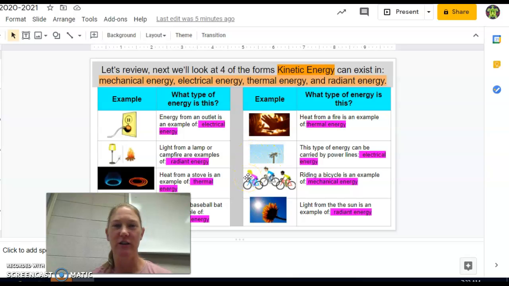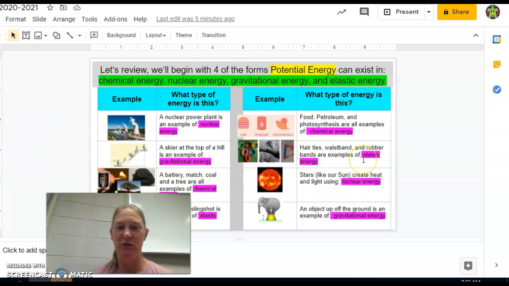Riding a bicycle is an example of mechanical energy. And light from the sun is an example of radiant energy. So all of these forms, mechanical, electrical, thermal, and radiant, have something moving: light waves, moving particles, moving electrons, or moving objects.